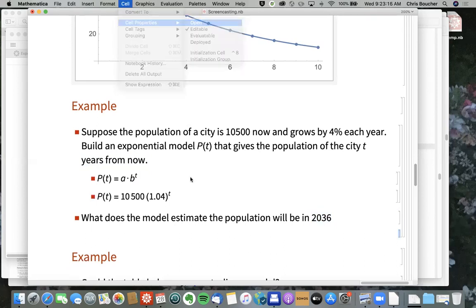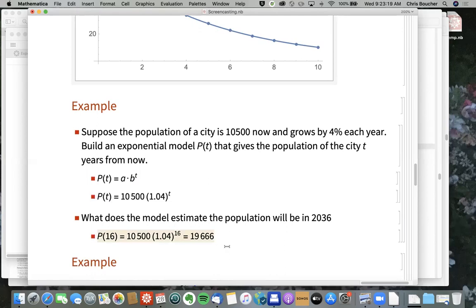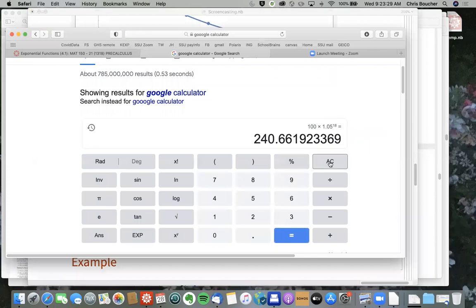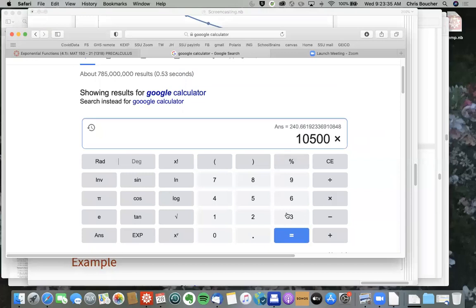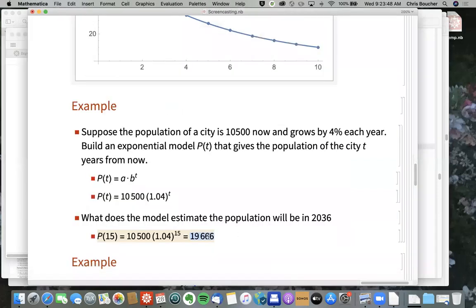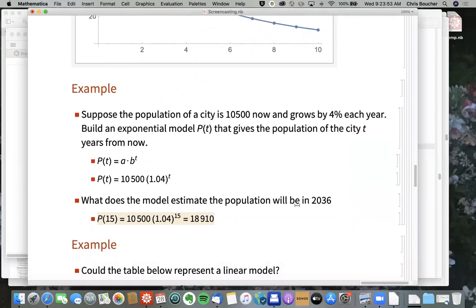Let's see if we did this right. Nope, we want T equals 15. So let's make that a 15 and go to Google Calculator to see what that should come out to be. So let's clear things. 10,500 times, and what was it? 1.04 was the growth factor. Raise that to the 15 power, and I get 18,909.9. So that's what this should be. I'll round up. All right, so there is our answer.